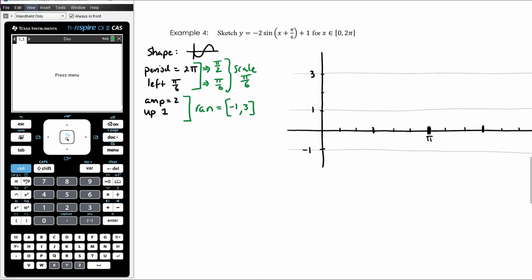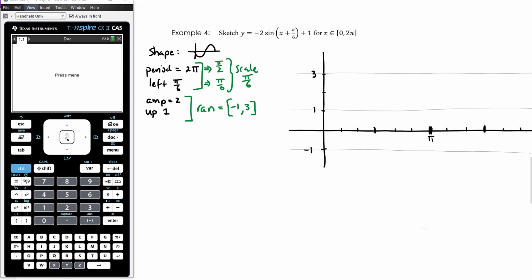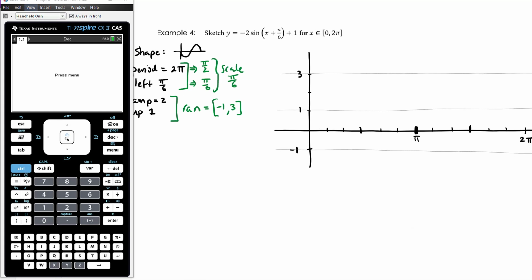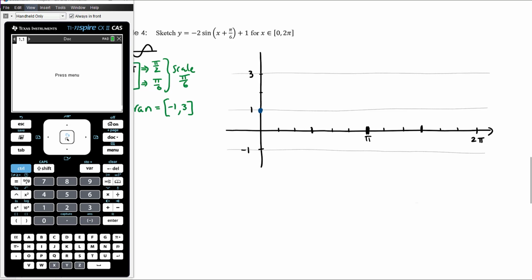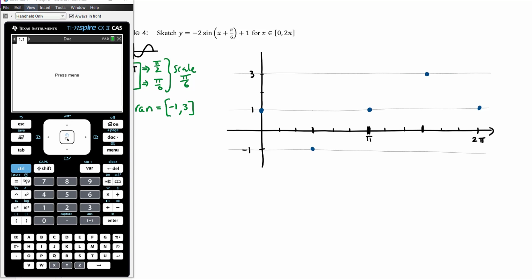Okay, so again, when we think back to our translations left and right, I like to mark out one complete period without the translation to the left or right, and then we'll make the change. So I'm going to mark these points in blue here. Negative sign, so it's going to start at the central value, which is there, end of the period, which is 2 pi, which would be there. Center of the period will be here, negative sign, so we're going to have minimum there and maximum there. Okay, that's without the translation.